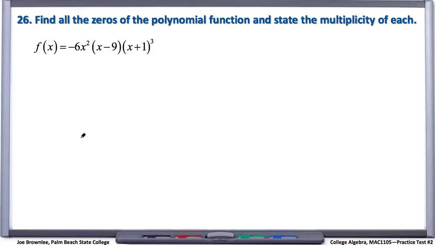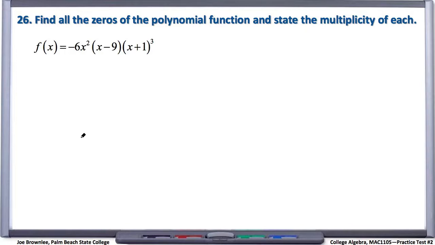Number 26, find all the zeros of the polynomial function and state the multiplicity of each. We've been given f of x equals negative 6x squared times quantity x minus 9 times quantity x plus 1 cubed. We talked about in video number 5 that in order to find the zeros of a polynomial, you first have to factor the polynomial completely, and then set each factor independently equal to 0.